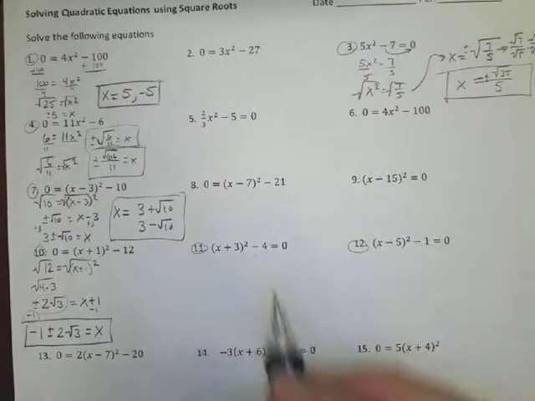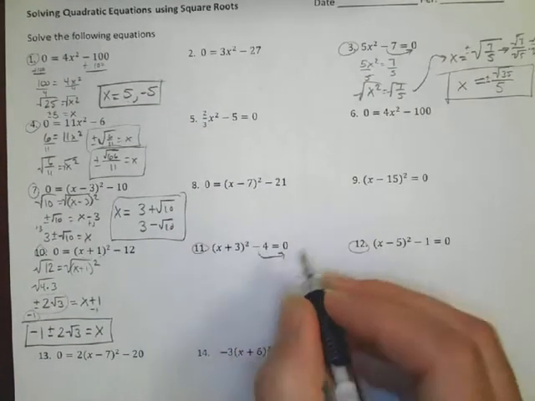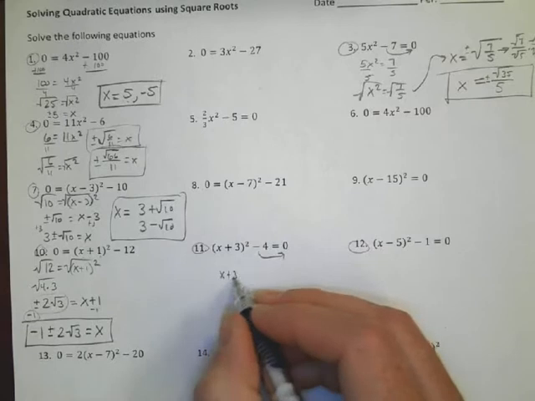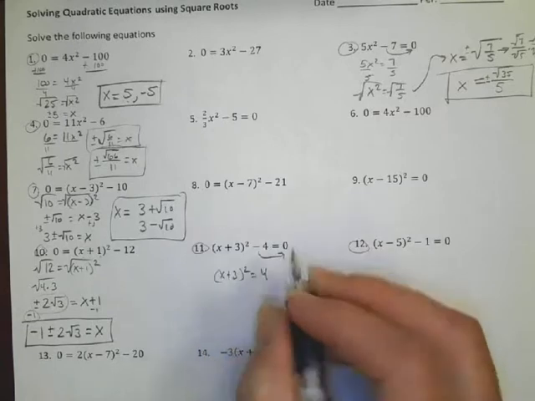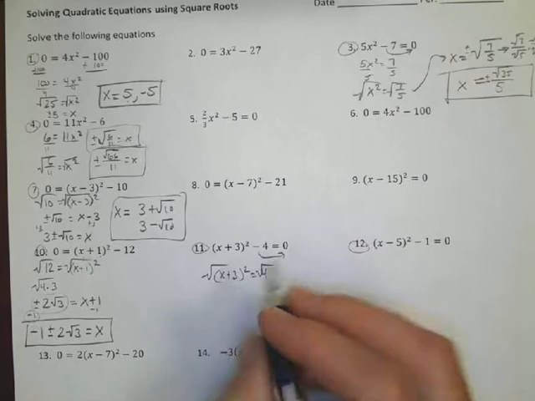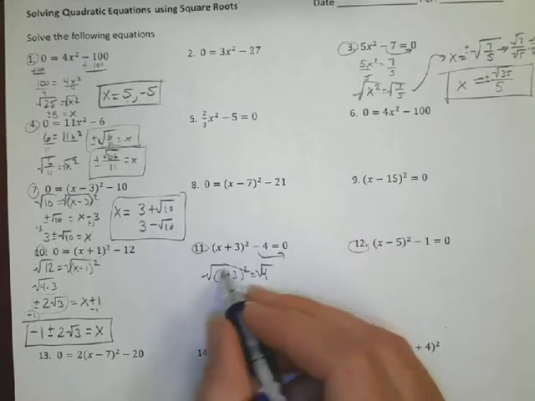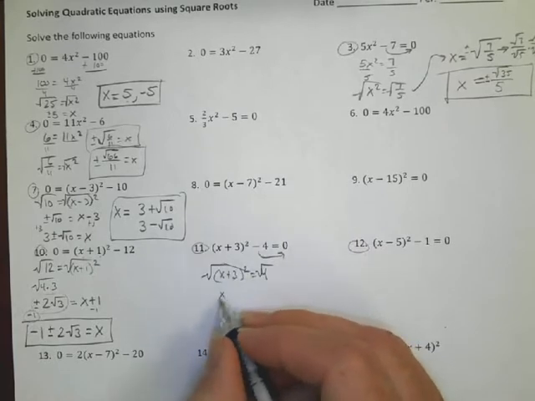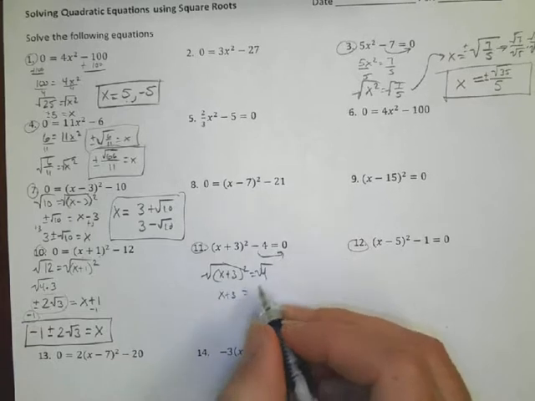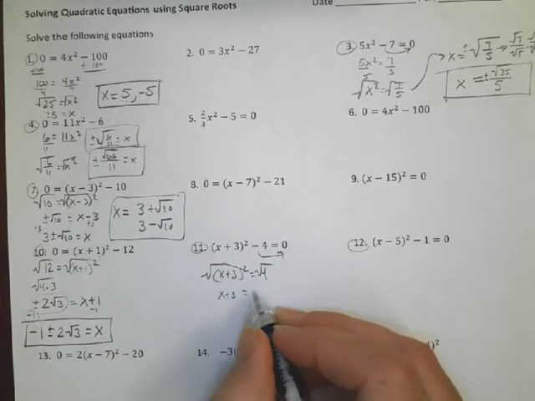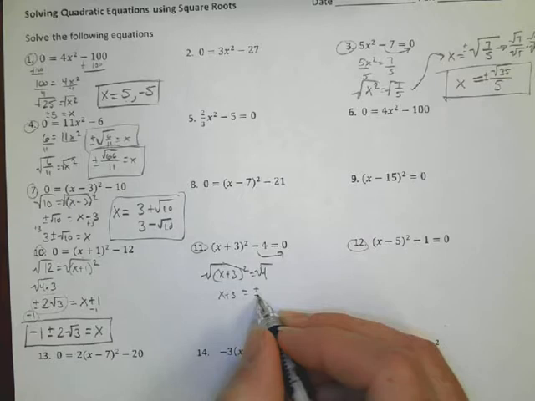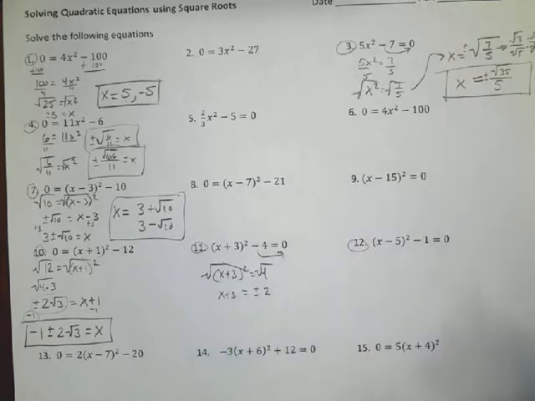Alright, let's slide across here to number 11 because there's some more space here. I'm going to move the 4 over there and add 4 to both sides. So x plus 3 squared equals 4. Take the square root of both sides. That eliminates the exponent. So x plus 3 is going to be equal to, now the square root of 4 is 2, but remember it's still plus or minus 2.